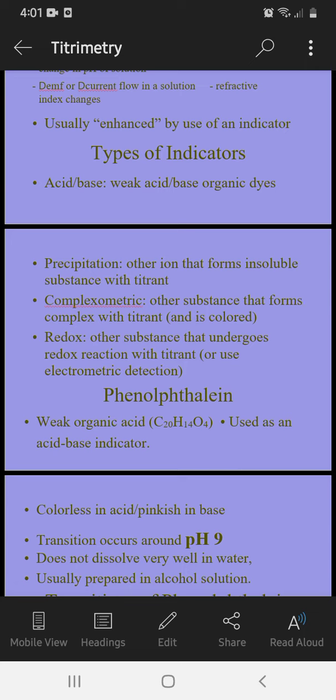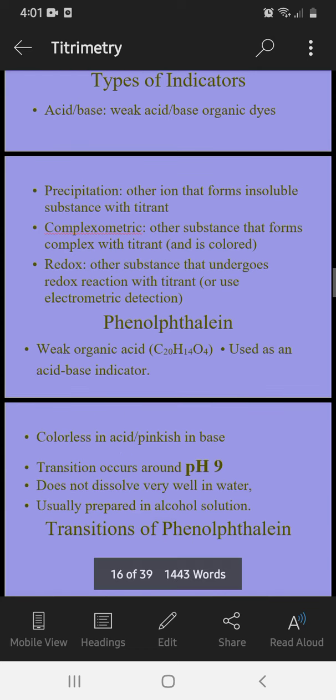Types of indicators: acid-base, weak acid or base, organic dyes. Precipitation: another ion that forms an insoluble substance with the titrant. Complexometric: another substance that forms a complex with the titrant. Redox: another substance that undergoes a redox reaction with the titrant, or use electrometric detection.